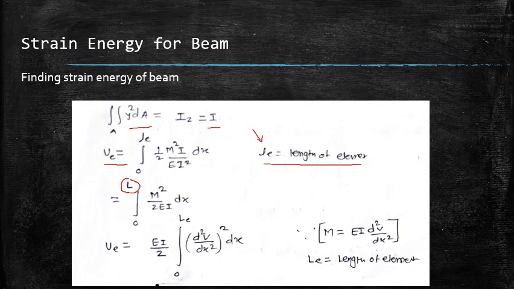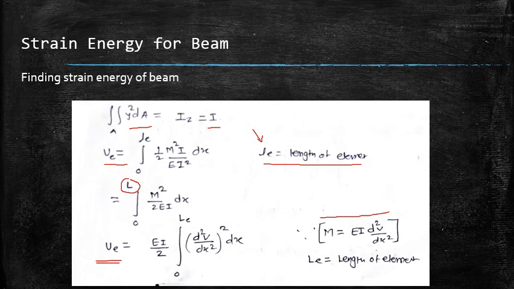Again you are well aware of this equation: M is equal to EI into d2v by dx square. So substituting this value of M, our elemental strain energy becomes half EI integral over the length LE of (d2v by dx square) whole square dx.